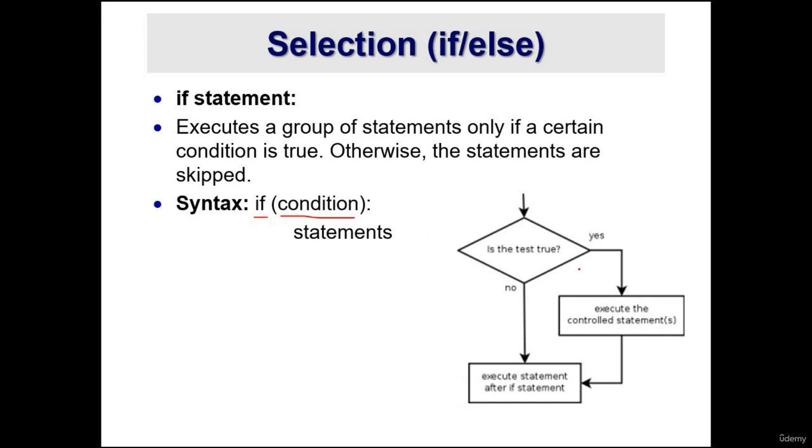Okay, now let's see this flowchart. First of all, we are just checking the condition, whether the test is true or not. If the test is true, yes, then execute the controlled statements. And if it is false, then execute the statement after this statement. So if it is false, it will directly exit out of the if, and if it is yes, then execute the control statement which is under the if condition.